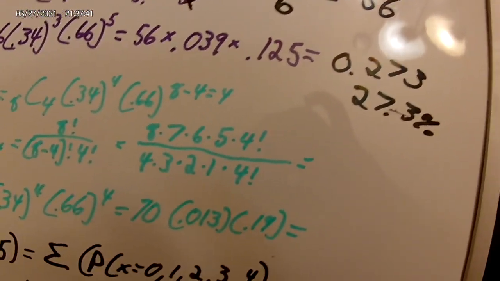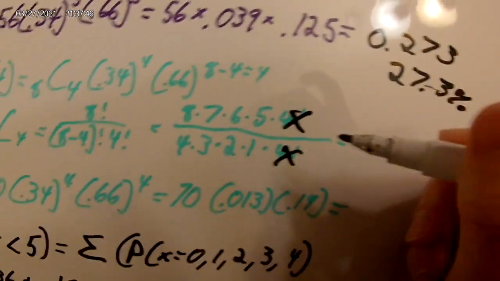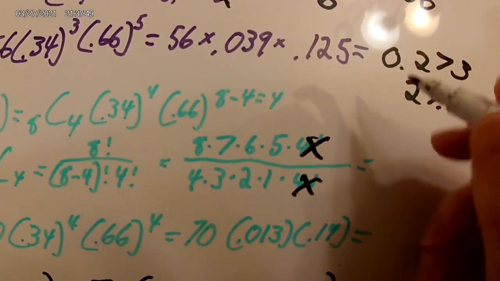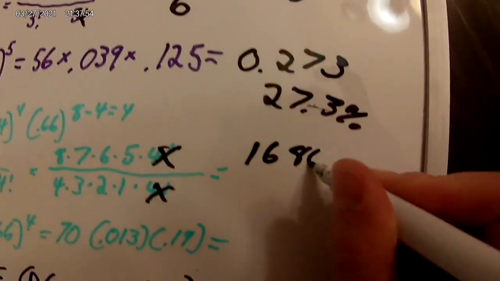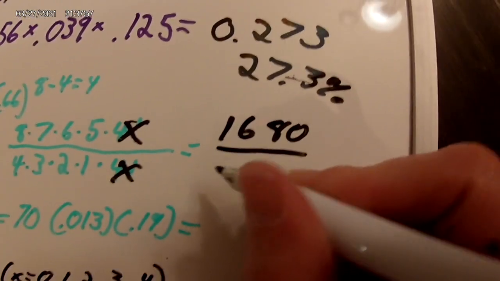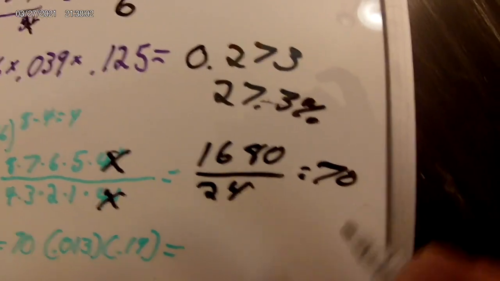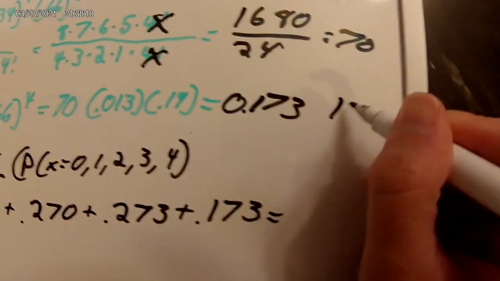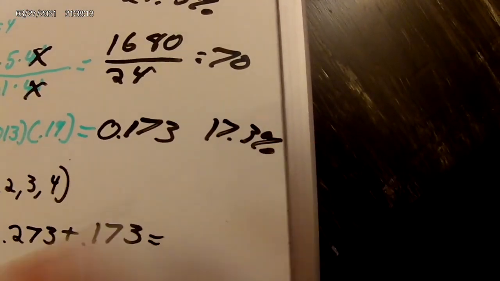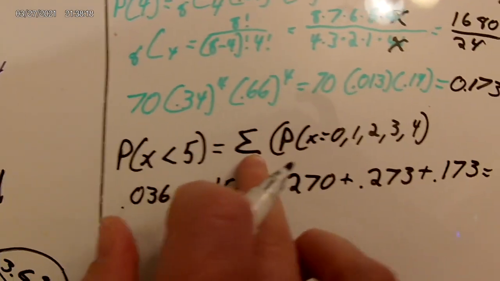Repeat everything with the number 4. The 4 factorials cancel out, 8 times 7 times 6 times 5 is 1,680 over 4 times 3 times 2 times 1, which is 24, and that equals 70. Then when you multiply all this out, you end up with 0.173, so 17.3%.